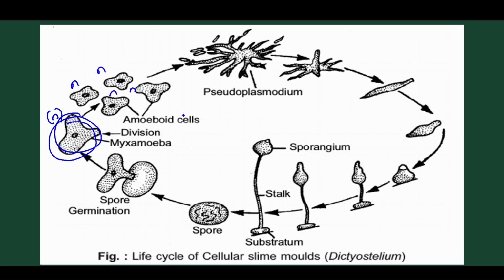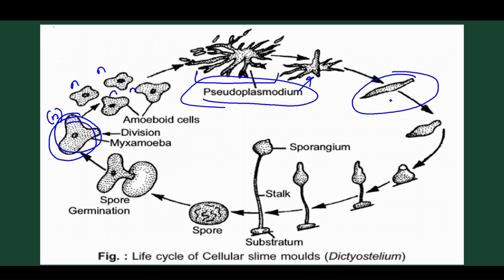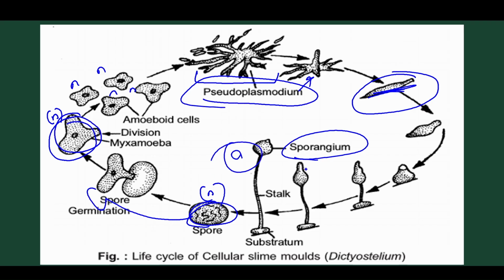When the condition is unfavorable, they aggregate themselves with the help of an acrasin chemical, cyclic AMP, and this aggregation is called communal or colonial type, or a pseudoplasmodium. After that, they form a plasmodium-like structure, and this gives rise to sporangial structures, the fruiting bodies. These fruiting bodies produce spores, which are n, and this n germinates to produce amoebae. So this is the life cycle of Dictyostelium.